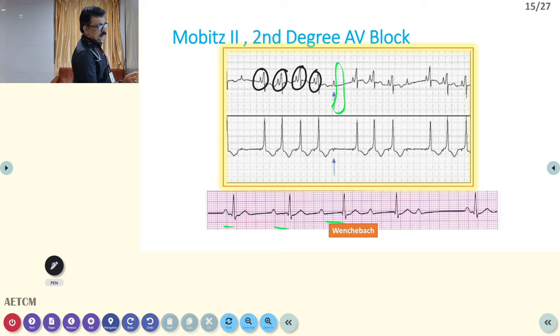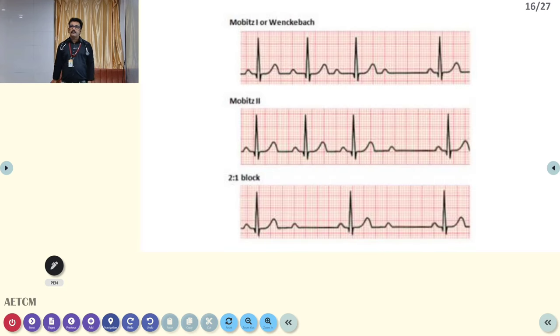So here you can see, one is missed here. So that is progressive prolongation, that is Wenckebach's or Mobitz type 1. This is Mobitz type 2. Now Mobitz type 1, type 2: in Mobitz type 1, there is progressive prolongation of the PR interval. Here one QRS complex is missing. Whereas here, there is no progressive prolongation, all are equal, and suddenly you are missing one, this one.